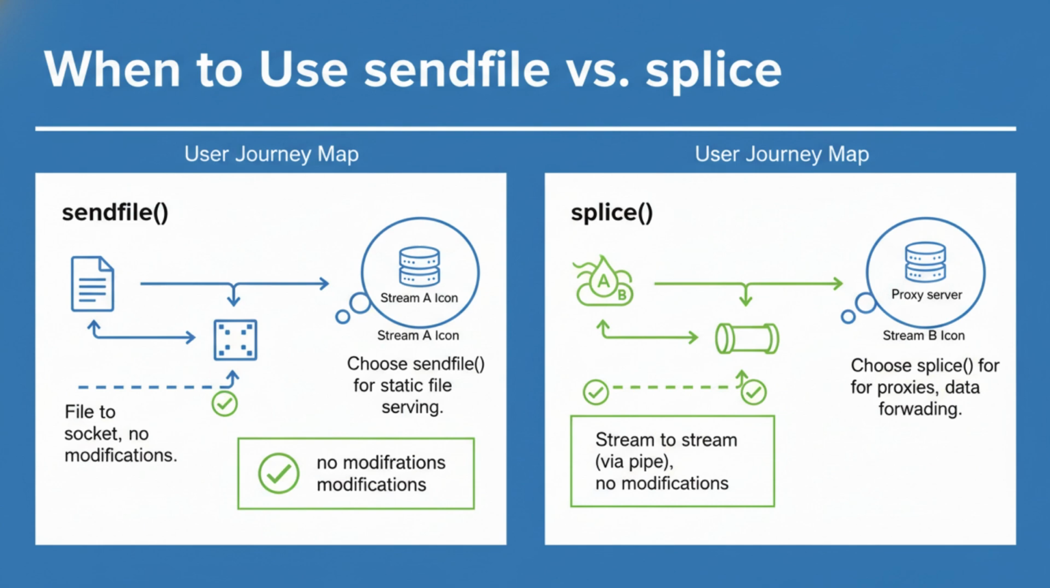On the other hand, Splice offers greater versatility. If you need to shuttle data between arbitrary file descriptors or chain multiple data streams together without bringing them into user space, Splice is the appropriate choice. This includes scenarios like proxying network traffic, building custom routing logic, or creating specialized data pipelines. The key differentiator is the source and destination of your data and whether any modification is required. Both prioritize efficiency by minimizing data copies and context switches.